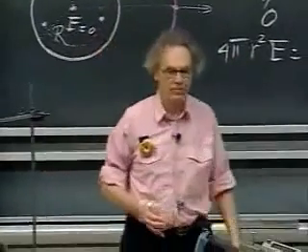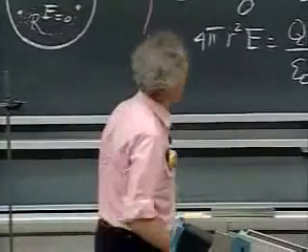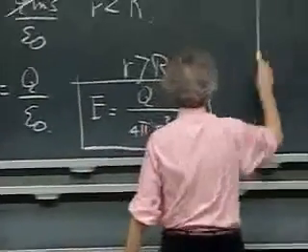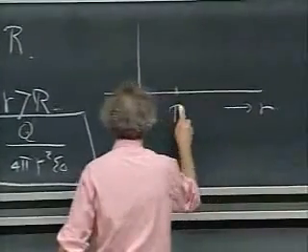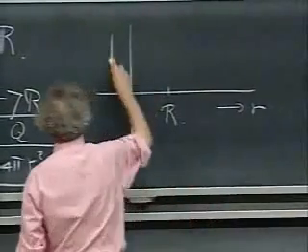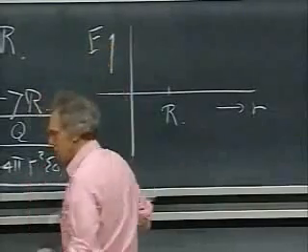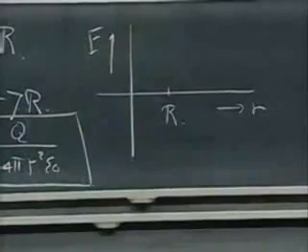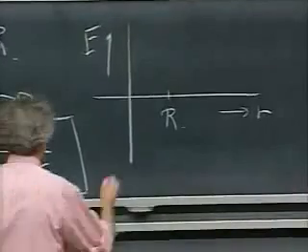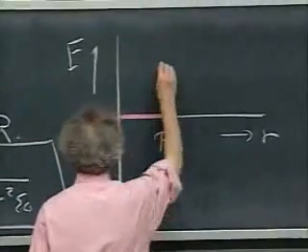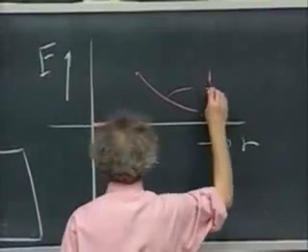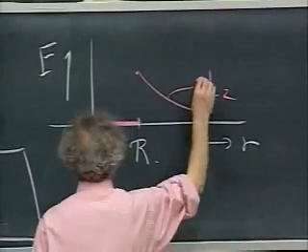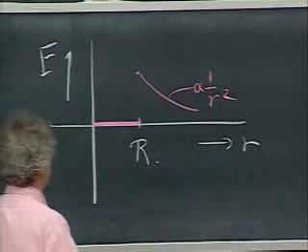If you plot the electric field as a function of r, and if here is capital R, and if this is the field strength, then you would get that the electric field is 0 inside, jumps to a maximum value, and this falls off as 1 over r squared, proportional to 1 over r squared.